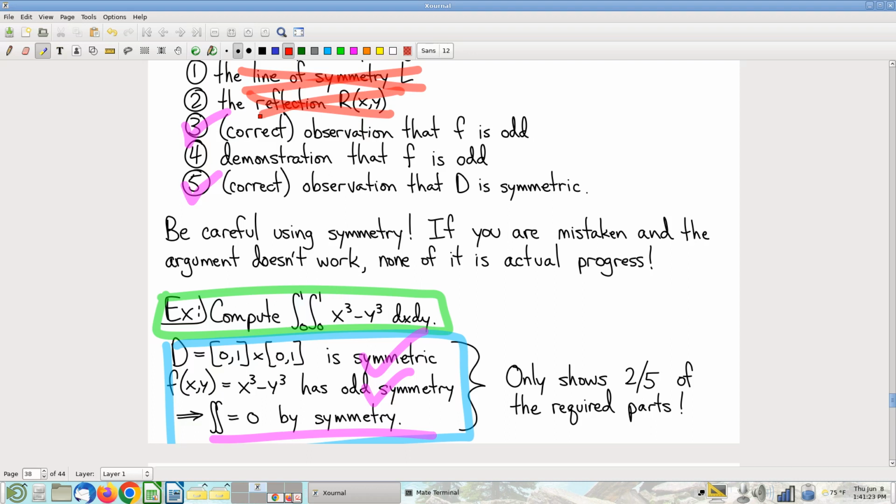No formula for reflection, no demonstration that the function's odd. Again, there's work to be done there. You can't just go around asserting things that are really not clear.